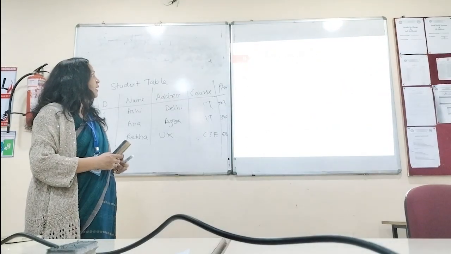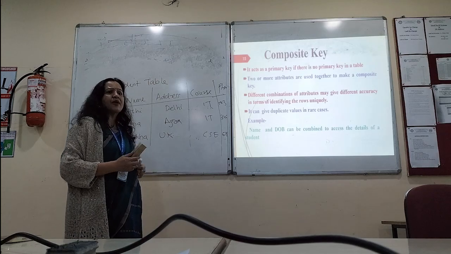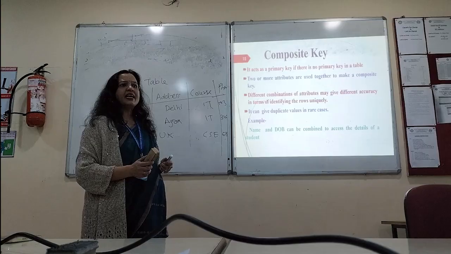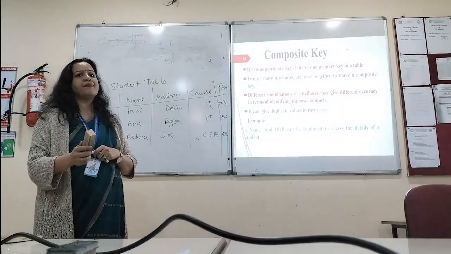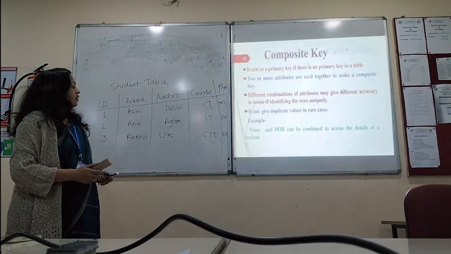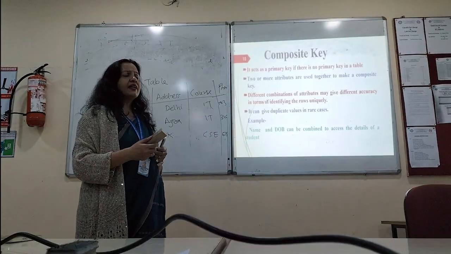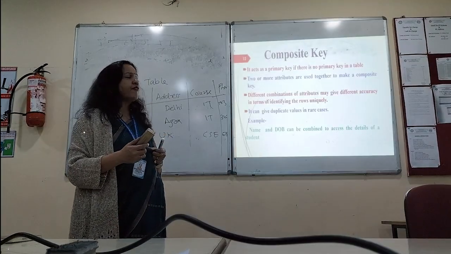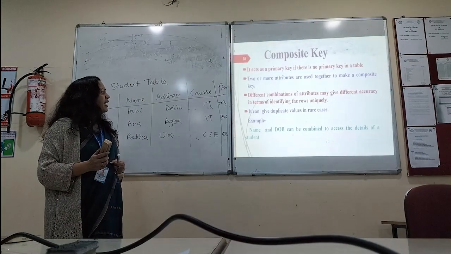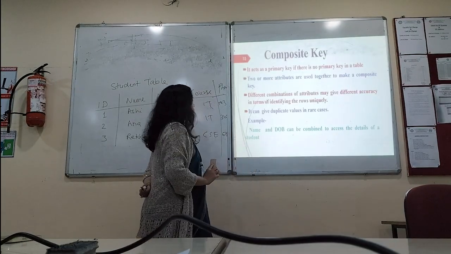Now next is the composite key. This is the key which acts as a primary key when there is no primary key available in the database, right? Here we can combine two or more attributes to act as a primary key, and that makes a composite key. Now if we combine different attributes, they will give different accuracy in terms of identifying the rows uniquely. It can also give duplicate values in rare cases. For example, name and DOB can be combined to access the details of a student.